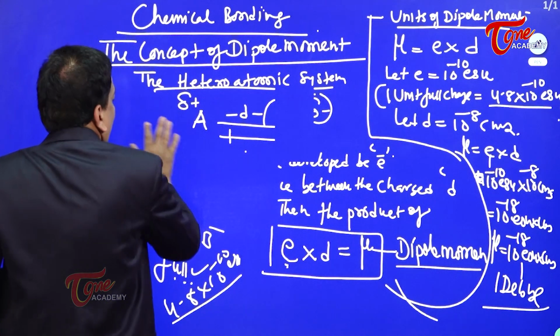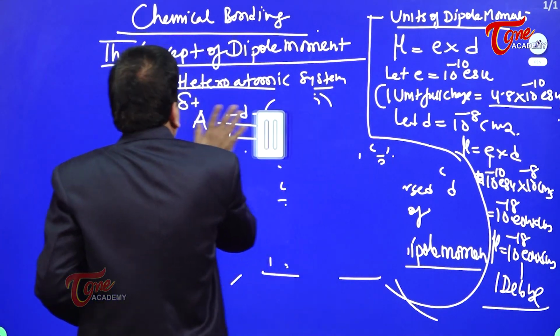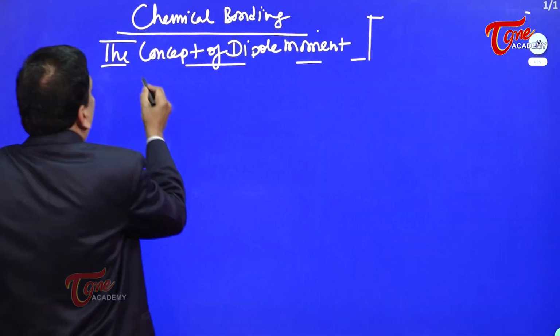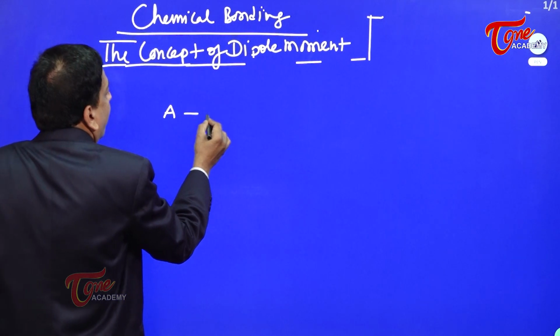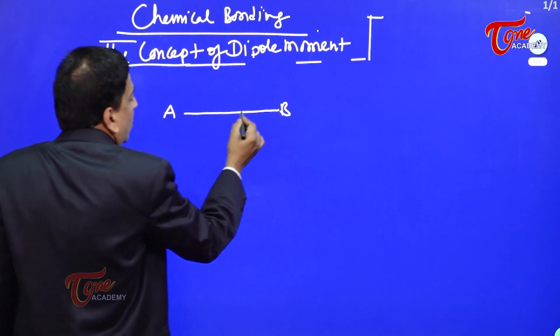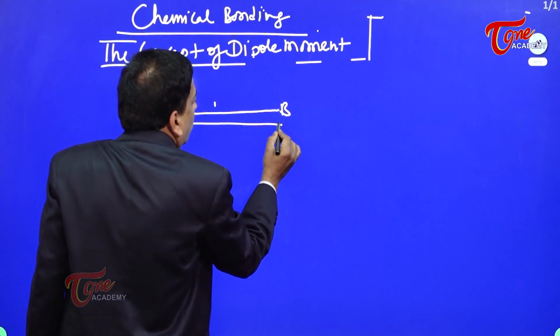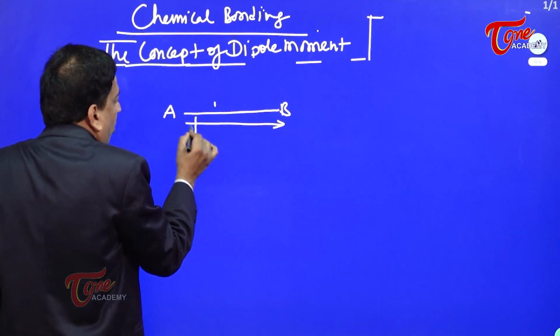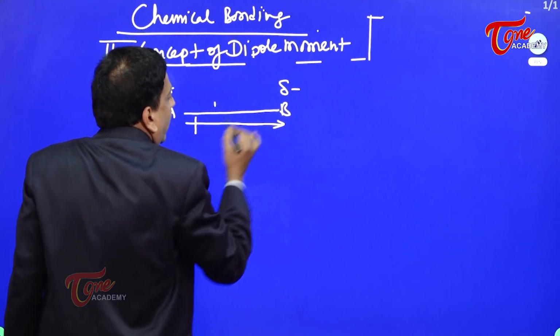So let me very quickly brief this so that we can get into some of the applications of dipole moment. Watch carefully here. This is the heteroatomic system. This is AB, and this is pulled towards that side. So you can show the arrows pointing towards B. And this develops a positive charge. So you put partial positive and partial negative.